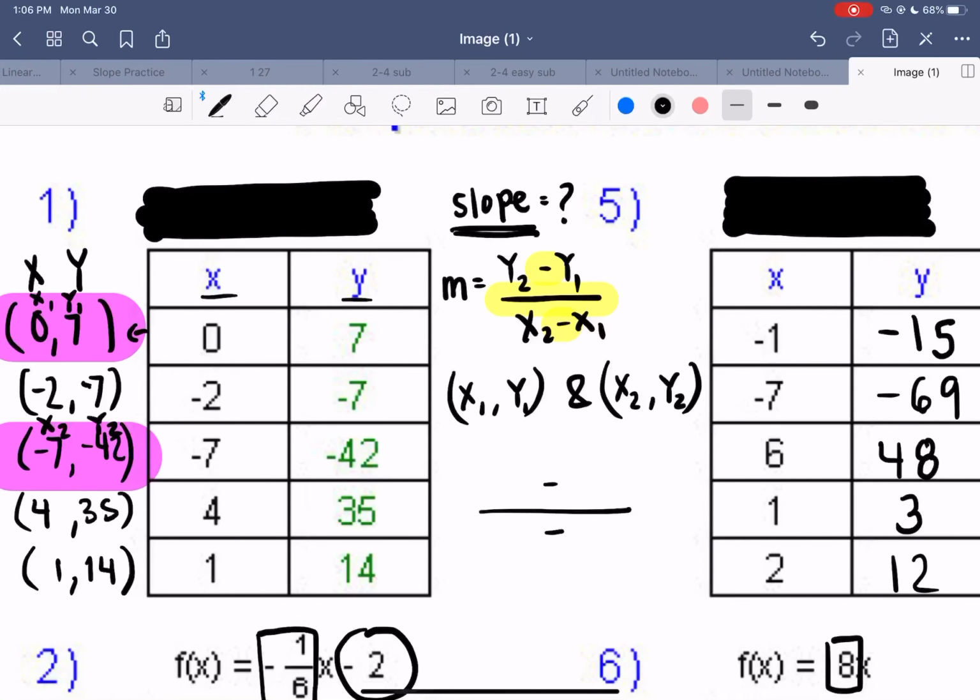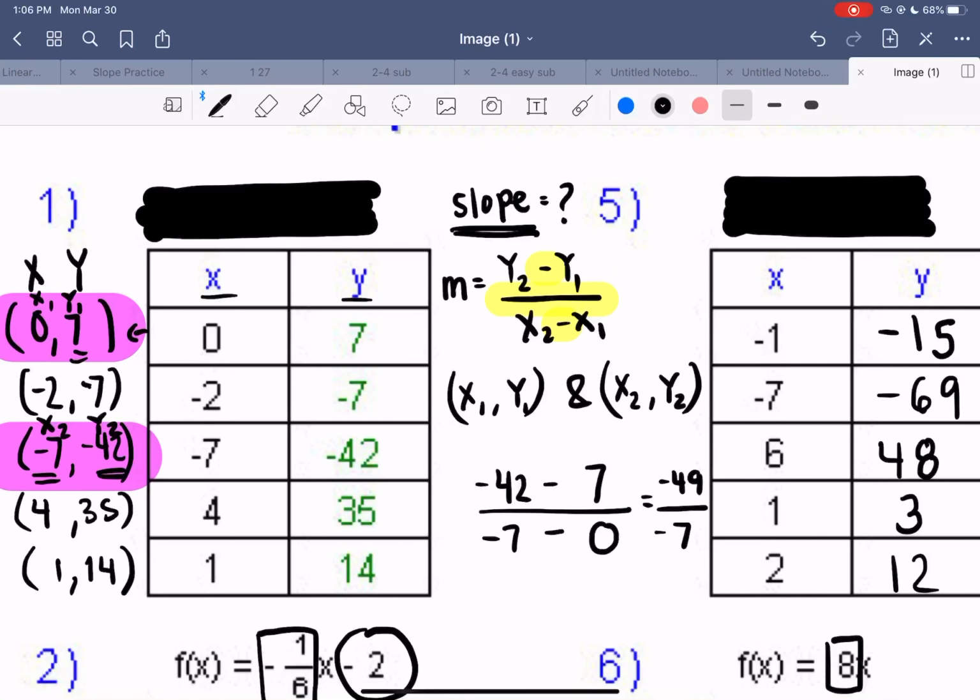So we have a y2 right here, we have a negative 42. And then we have a y1 right here as 7. And then we have an x2, negative 7, and an x1 of 0. So then with your calculator, you can do it in your head as well. You're going to do negative 42 minus 7. So that means we're going more negative. So it's going to look like a bigger number, but it's actually smaller. So we're looking at negative 49 over negative 7 minus 0, which will just be negative 7.